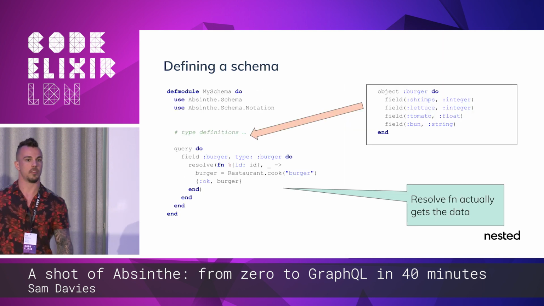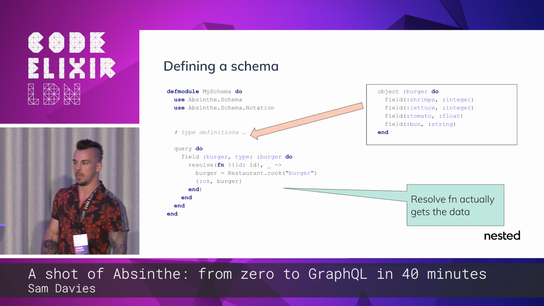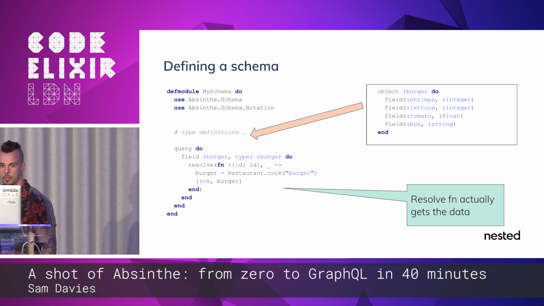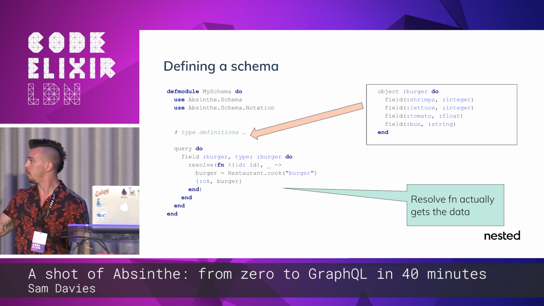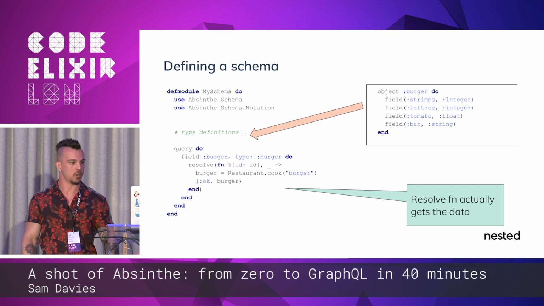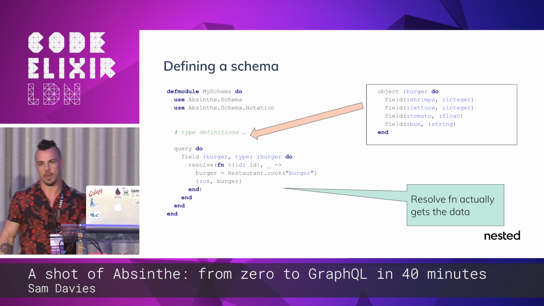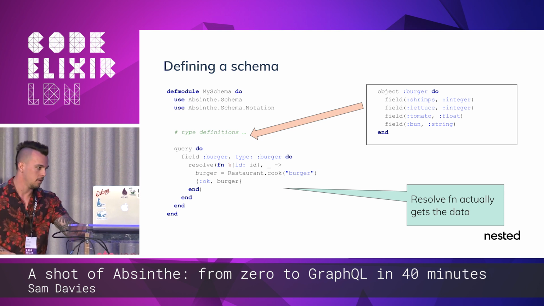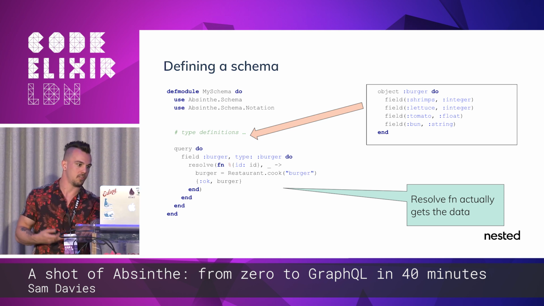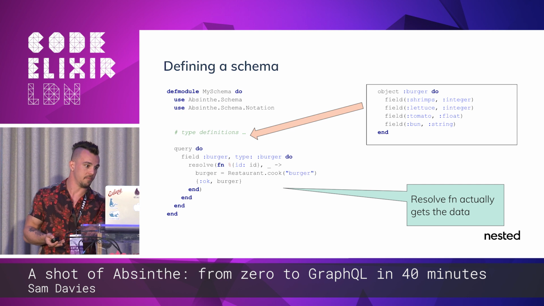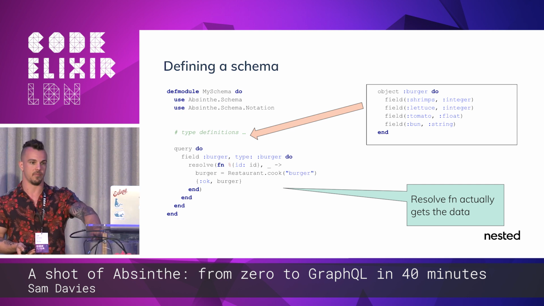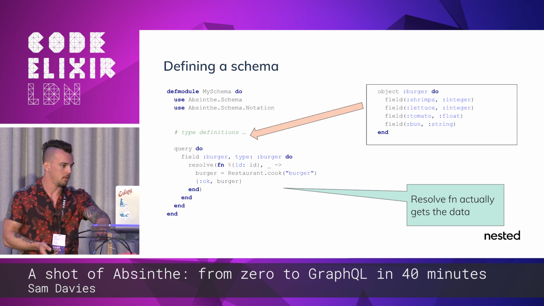So here's how you might define an example schema using Absinthe. You've got this module that you call MySchema or whatever you want to call it. And you need to use these two things, Absinthe.Schema and Absinthe.Schema.Notation. The .Schema allows you to specify queries and fields, and the notation allows you to specify the types.